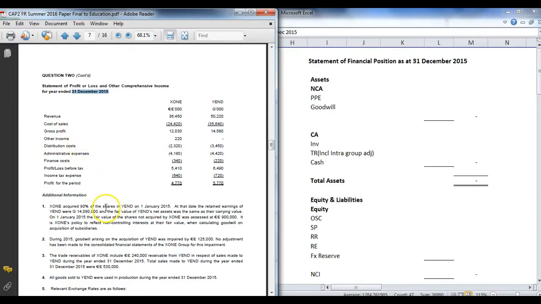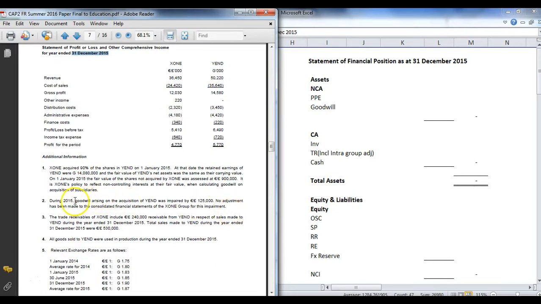So you're told what the retained earnings were, the fair value of net assets, and you're also told the fair value of shares not acquired. So that means the NCI is going to be measured at fair value. So there will be some goodwill to the NCI. So it's all these little notes that you need to jot down as you go down through the question.